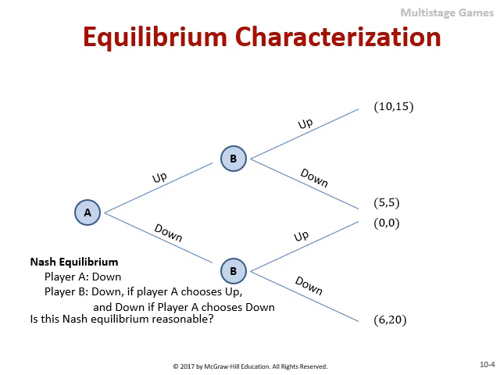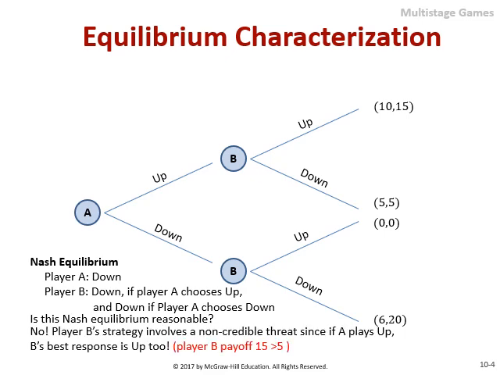But there is a problem with this Nash equilibrium: it is not reasonable. It's a Nash equilibrium, but it's not a reasonable one. Why is this the case? Because player B's strategy involves a non-credible threat. It is a threat to player A that is unrealistic and won't happen in reality. It's a non-credible threat, since if A plays up, B's best response is up too.